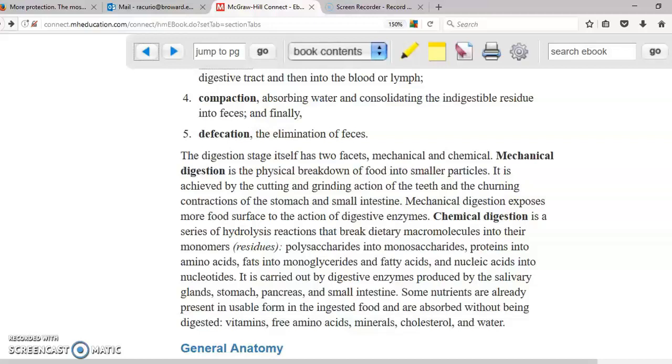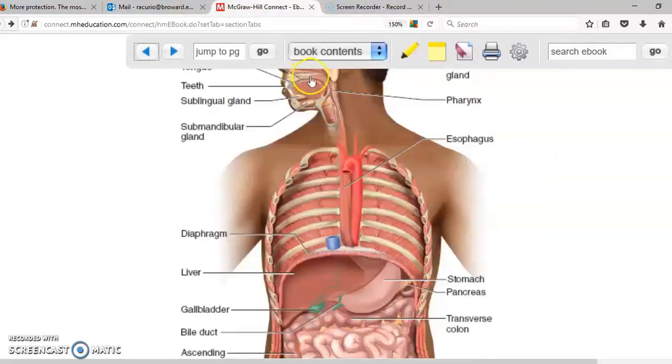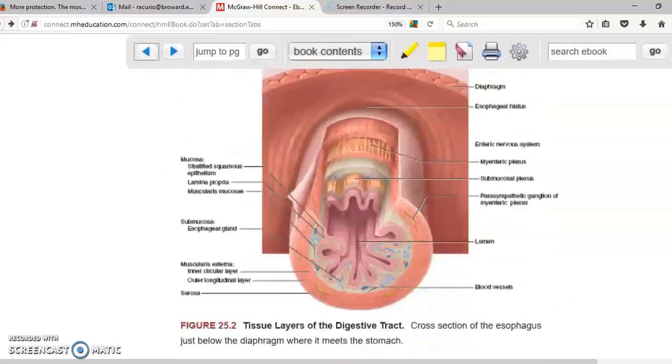For example, mechanical digestion is done with your teeth, and chemical digestion is done with the acid, for example, that you have in your stomach. General anatomy, we have in here the mouth, then we cover the esophagus, stomach, intestines. In addition to that, we have accessory organs to the digestive system, in which you find the salivary glands here, liver, and pancreas.